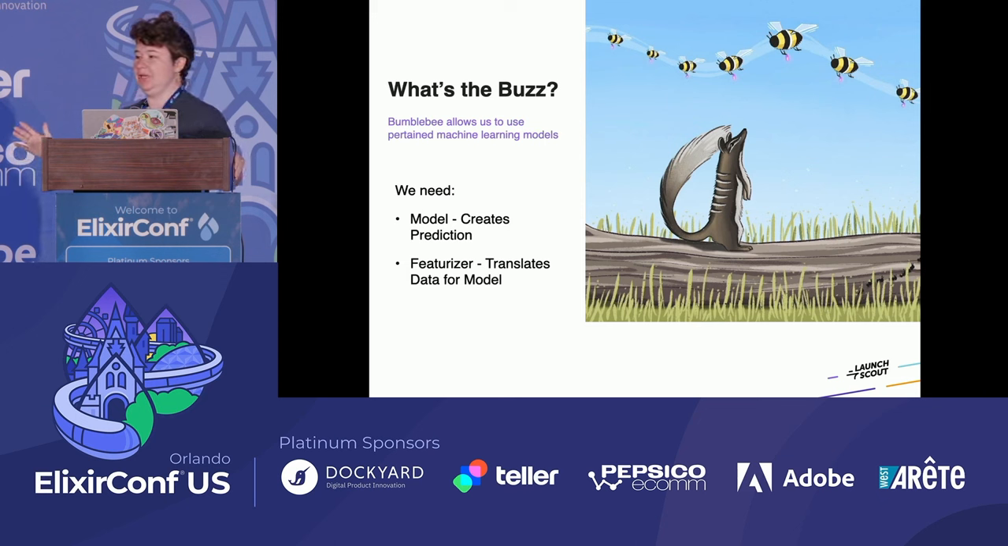So Bumblebee, what's the buzz? Bumblebee is going to allow us to use pre-trained machine learning models. What does that mean? As I was talking about earlier, somebody else has already done this beautiful work. All we need to do is put it in our application, pass it our data, it'll tell us what it sees. We need two things in order to do this. We need the model and the featurizer. The model is just the part that creates the prediction, and the featurizer is what translates our data that we're going to hand to it to the model.